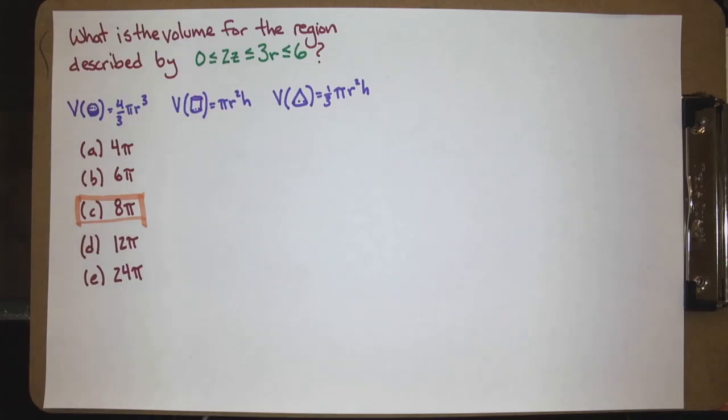So let's figure it out. We'll work it out together. If you got 8π, nice. And if you're wondering how to get there, we'll get there. Now there's a couple of key things here as you read the problem you should pick up on.